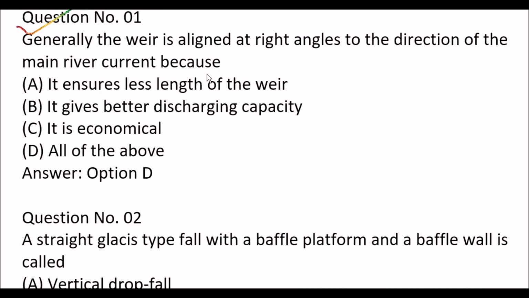main river current because option A, it ensures less length of the weir. Option B, it gives better discharging capacity. Option C, it's economical. Option D, all of the above. Right answer is option D, all of the above.